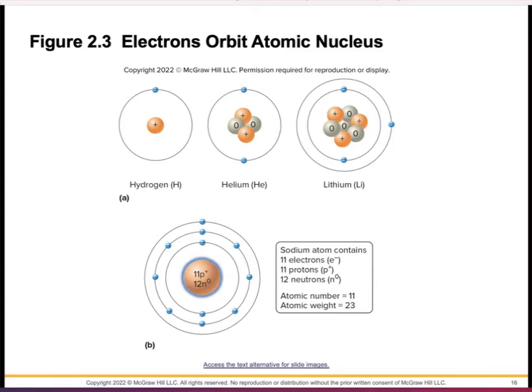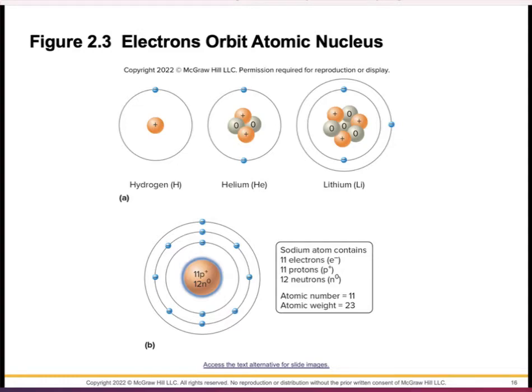The structure of lithium, okay, we looked at this one earlier. The structure of lithium shows a central nucleus with 4 neutrons and 3 protons. There are 2 orbitals. Remember, 2 is the max for the first orbital. There are 2 electrons in the inner orbital and 1 electron in the outer orbital.